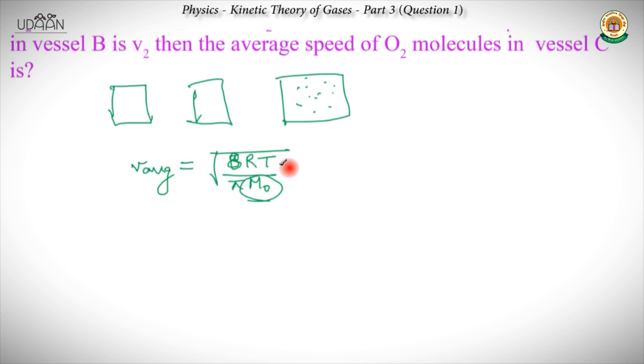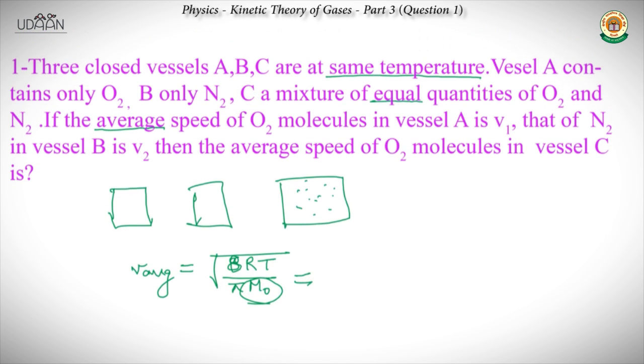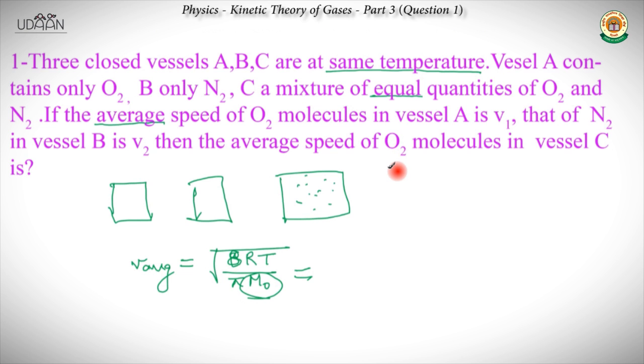So basically because of that the average velocity would remain the same for oxygen as it was for the first vessel. When we mix two or more gases and the temperature remains the same, that won't be an issue because m naught is the same, and by the formula we can just give it to be V1, as vessel A contained oxygen only. Okay, so we'll move on to the next question now.